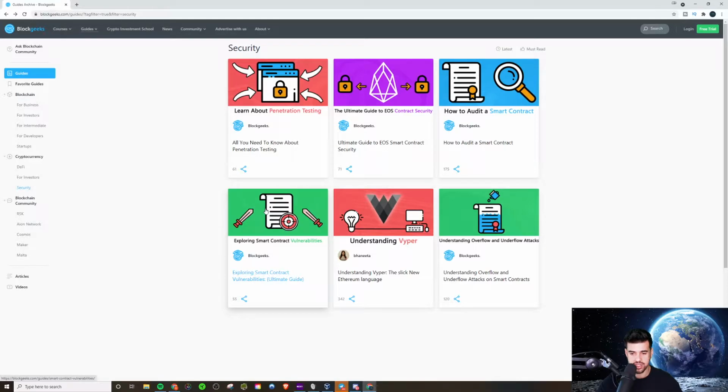And then, of course, if you know anything about smart contracts, you know historically there's been a lot of vulnerabilities found within them. So they even have EOS contract security, as well as just regular auditing smart contracts and exploring vulnerabilities, right? And I'm not even sure what Viper is. Oh, it's a new Ethereum language, maybe to potentially try and replace Solidity.